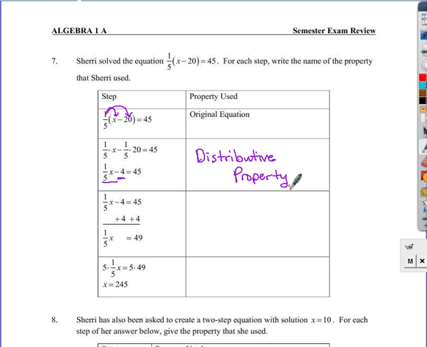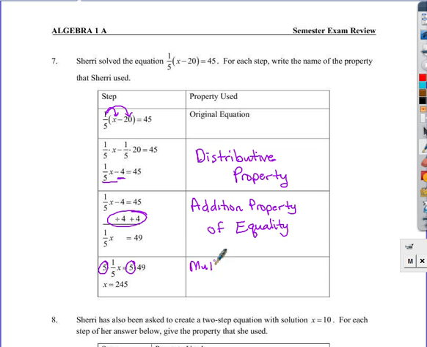The second step, it looks like she was adding 4 to both sides. So she used the addition property of equality. And then the last step, it looks like she multiplied by 5 on both sides. So she used the multiplication property of equality.